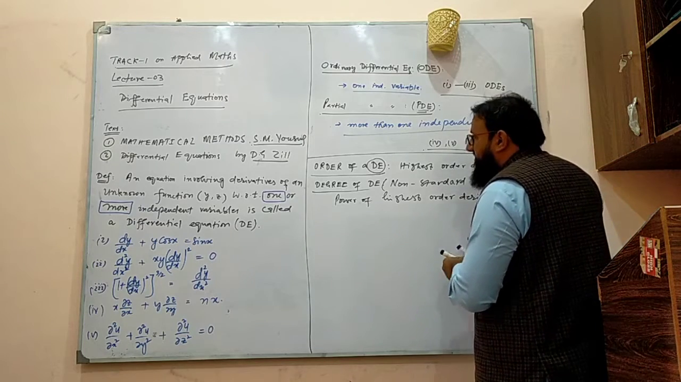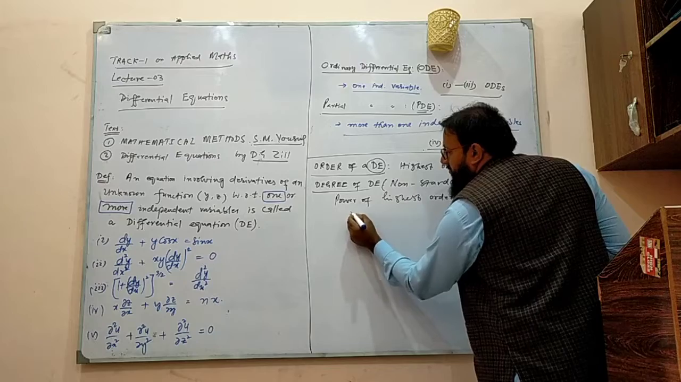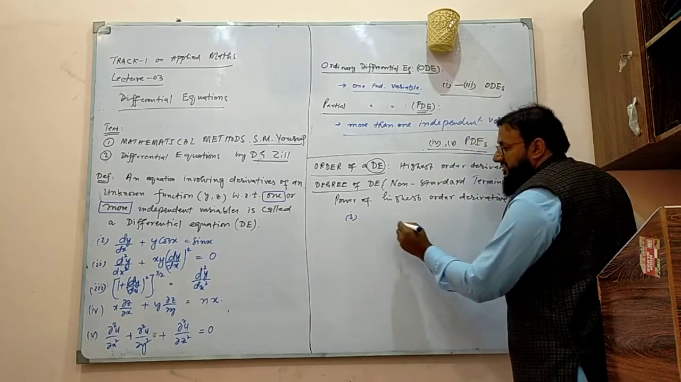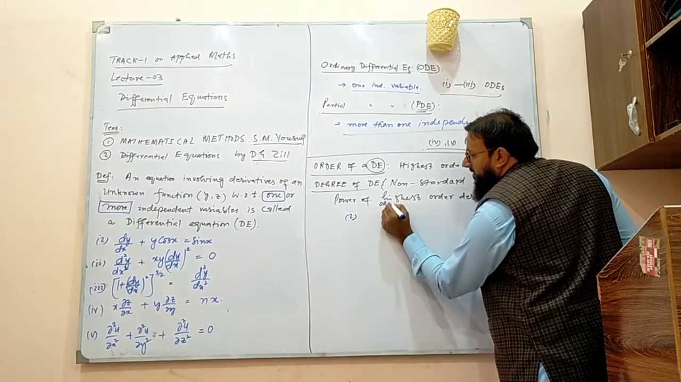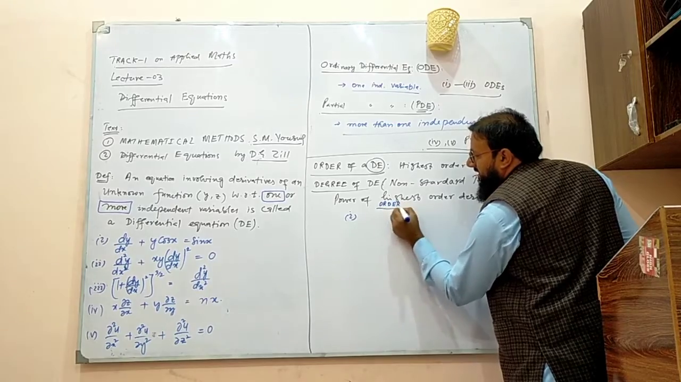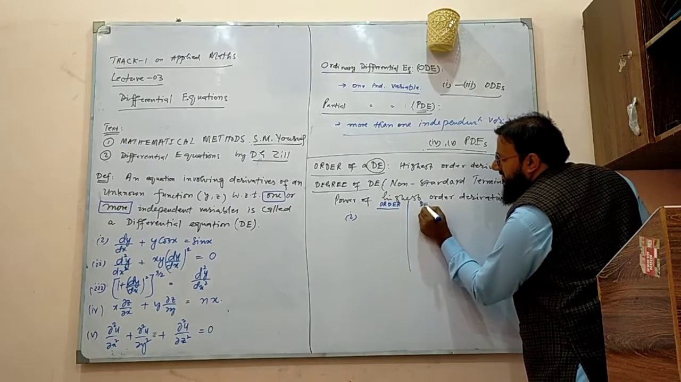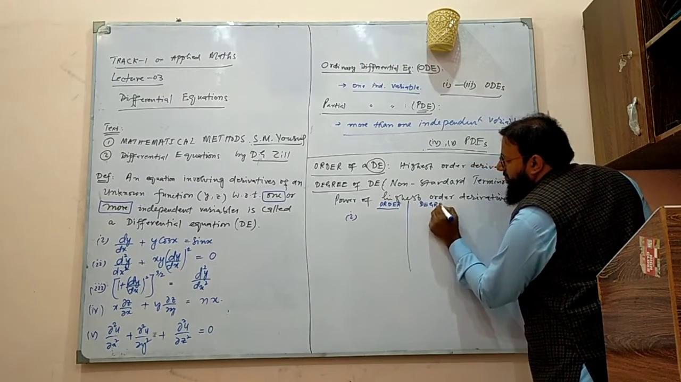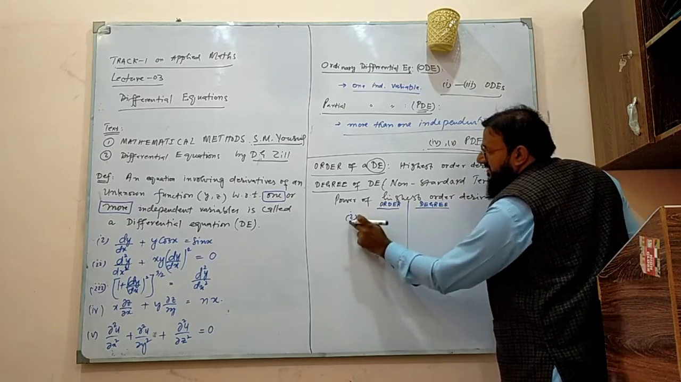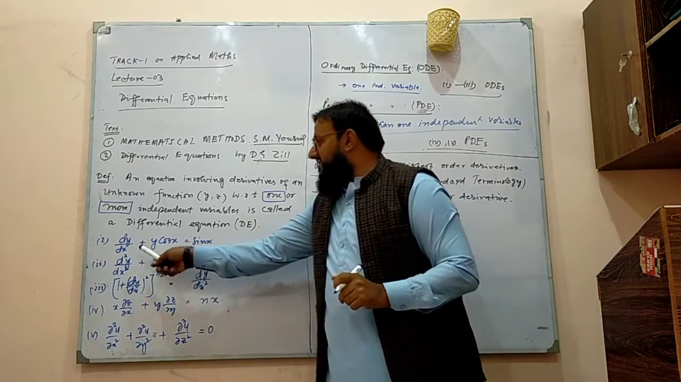So we are going to discuss the same equations. What is the order of the first equation? I am writing here order and I am writing here degree. So we are taking the same equations. The first one, what is the order of this equation?